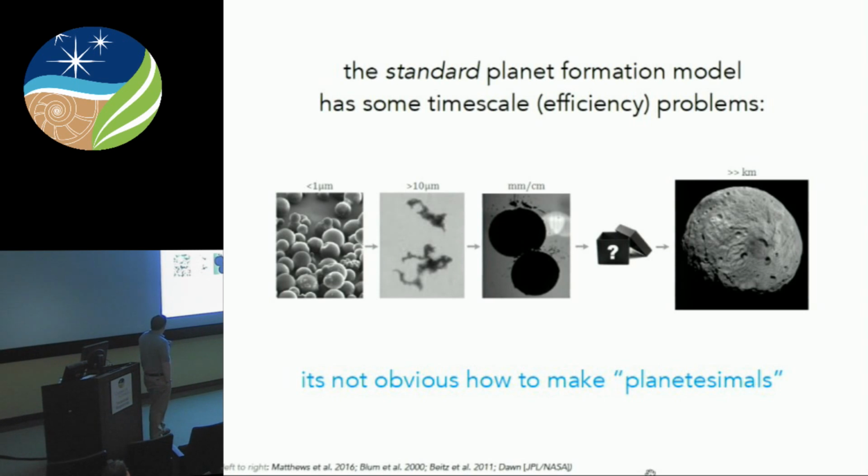So these are actual high-speed camera measurements of collision experiments in laboratories, where you take a bunch of silicate monomers and throw them at each other and see if they stick or what happens to them. But it's not actually clear what happens from when you get to about centimeter sizes to these much larger bodies that are needed to make planetesimals.